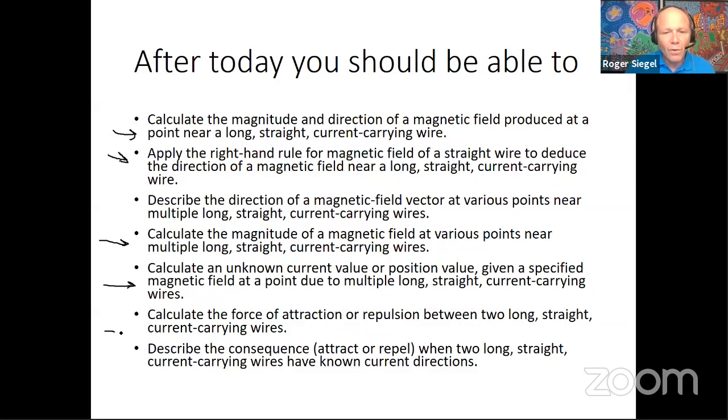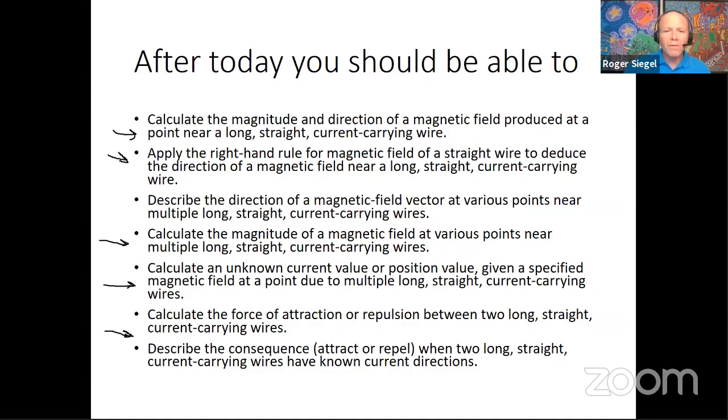And then the force of attraction or repulsion between two long, straight current-carrying wires. And finally, describe the consequence of attract or repel when two long, straight current-carrying wires have known current directions. It's a lot to talk about, but it looks like more on this page than it really is. I think you'll be able to follow along just fine.